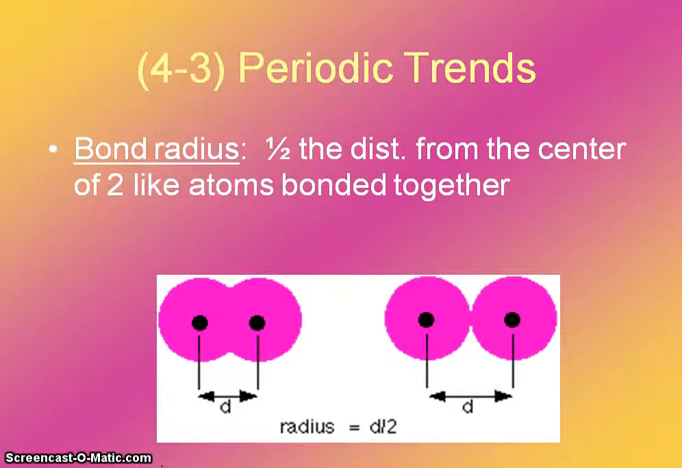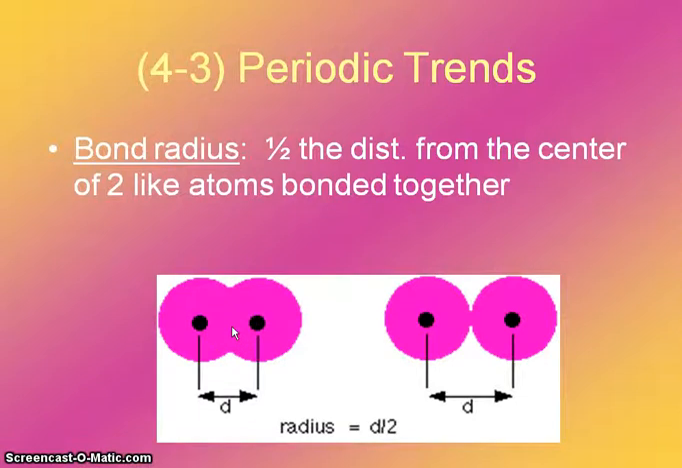Chapter 4, Section 3 talks about periodic trends. The first trend we'll look at is bond radius. Now, bond radius is going to be half the distance from the center of two like atoms that are bonded together. So, if these are two like atoms that are bonded to one another, you can measure from nucleus to nucleus and cut that value in half, and that will give you the bond radius.